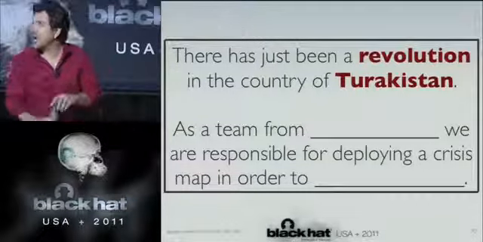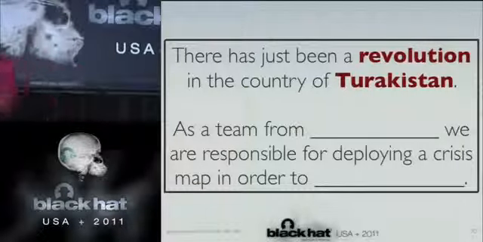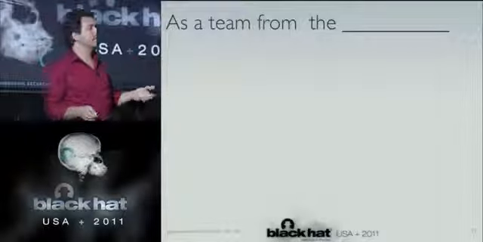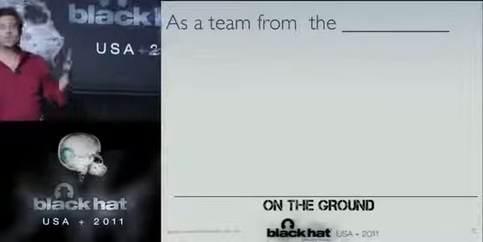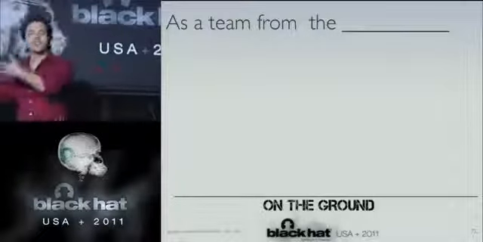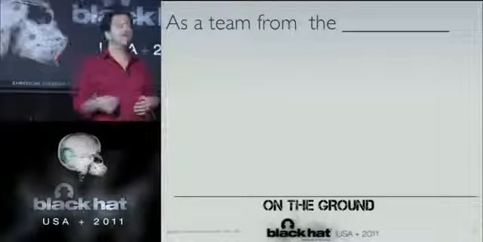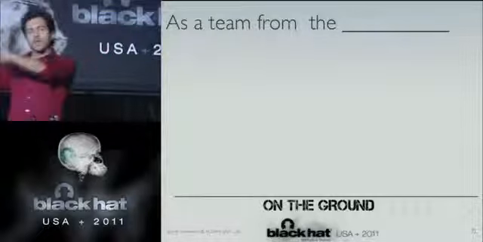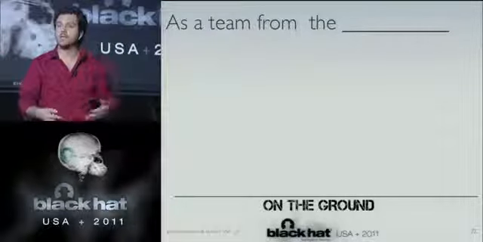So here we are. There's been a revolution in Tarakistan. The first question is, as a team from blank, who are we when we're deploying this system? The most important characteristic of somebody for running these systems is that they be on the ground. It's entirely possible to do it online, just collecting the information that's out there. But if you're trying to actually affect change on the ground, if you're trying to interact with the response organizations who have not bought into this technology, who are not using it, you have to have someone there in their face explaining its usefulness.